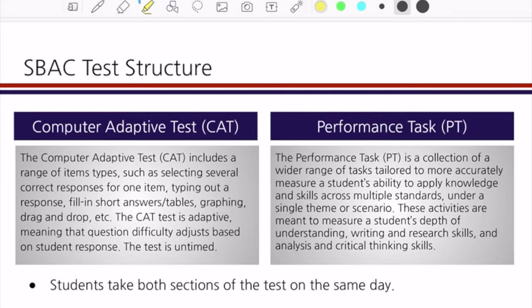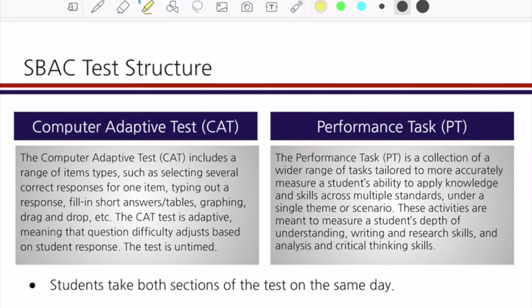The Computer Adaptive Test is also adaptive, which means that the question difficulty that you receive depends on whether you're getting the questions right or wrong, and that's also reflected in your score. The Performance Task, or PT, is a collection of a wider range of tasks that are tailored to more accurately measure a student's ability to apply knowledge and skills across multiple standards under a single theme or scenario. You're going to feel like they're similar to word problems, but they have multiple parts to them that all relate back to the same type of question.